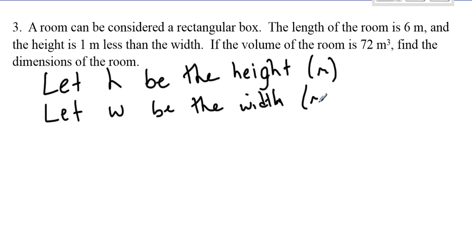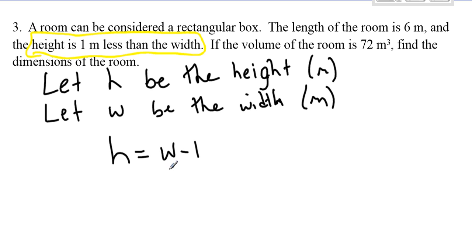Now I need to write an equation. Because I've introduced two variables, I must create an equation that tells me the relationship between the two variables. So go back and read and find where the relationship is between height and width. The relationship is that the height is 1 less than the width. So I take the width, take 1 off of it, and that's the height. There's my relationship equation that relates the variables to each other.